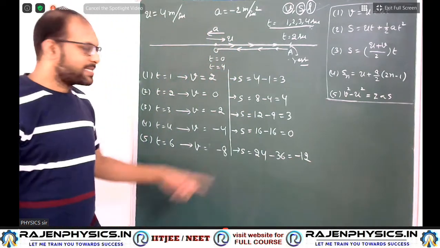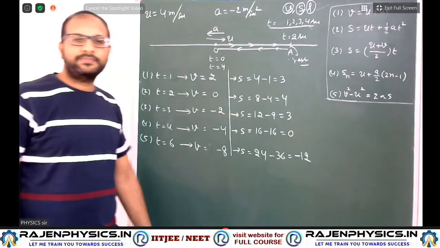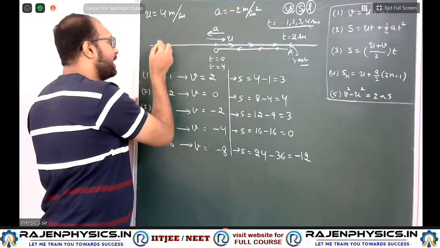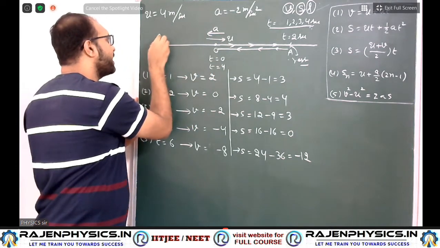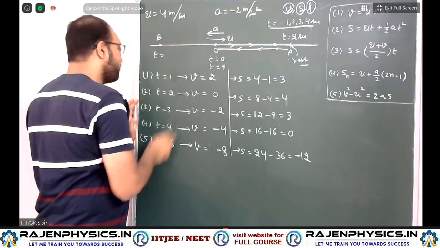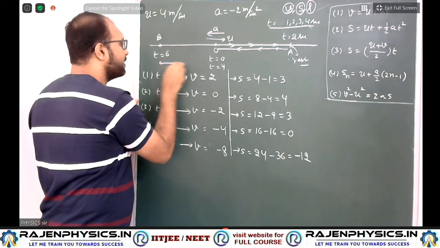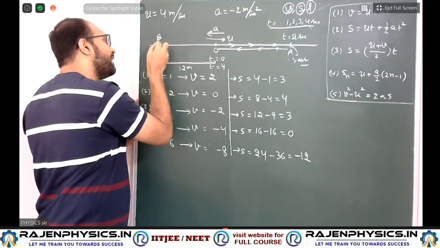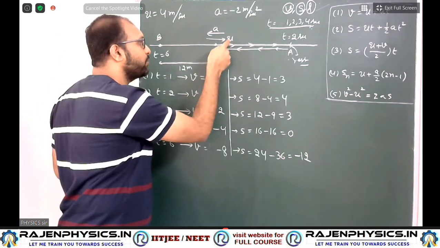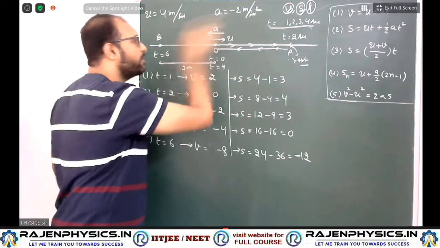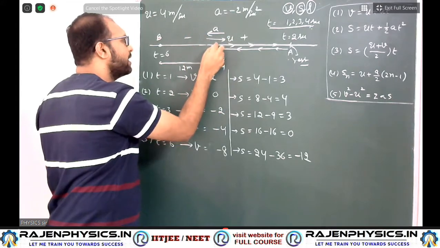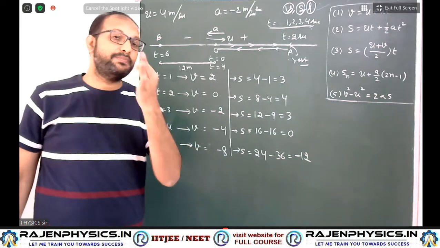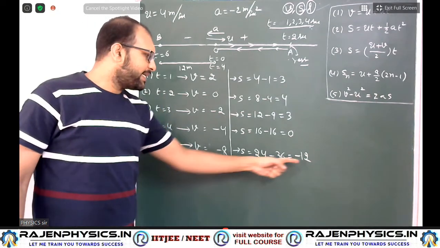Students, try to understand the meaning of minus 12. Minus 12 means left side from the initial position. Suppose this is point number B at t equal to the 6th second, and from here to here the distance is 12 meters. That's why left side, negative side, because you have taken the initial velocity direction as positive. That's why this is positive, this is negative. This is the origin. This is minus 12, meaning the displacement is minus 12.